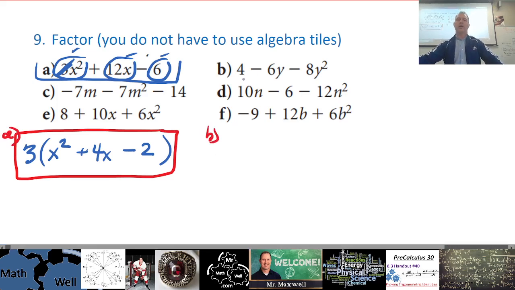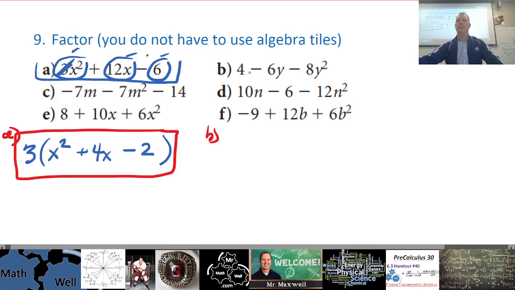Okay, what's the greatest common factor between these 3 terms here? Is it 4? It's not 4 because you can't divide 6 by 4 evenly, right? You'll have a decimal, so that means it's not a factor. So yeah, 2 would be the greatest common factor.